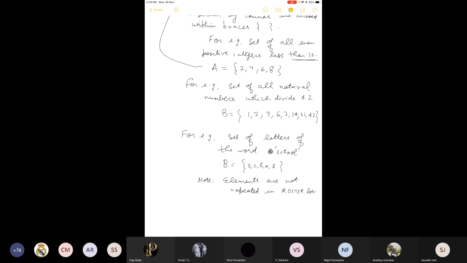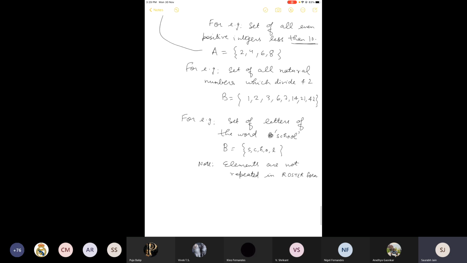Another thing, ordering is not important. Not important means you need not consider these two as different sets. Both of them are the same. Ultimately, it is the appearance of the objects, not the order of the objects.